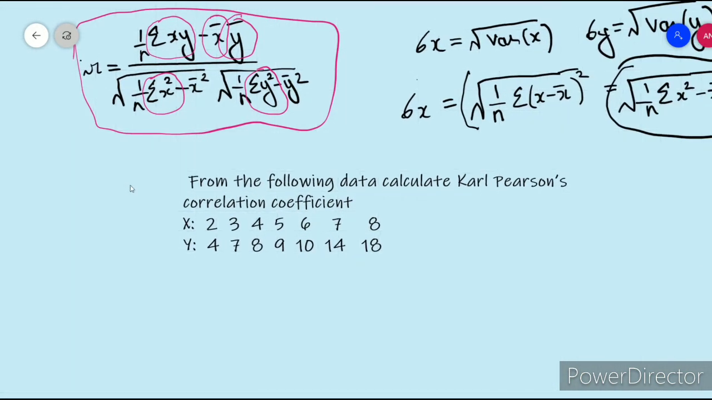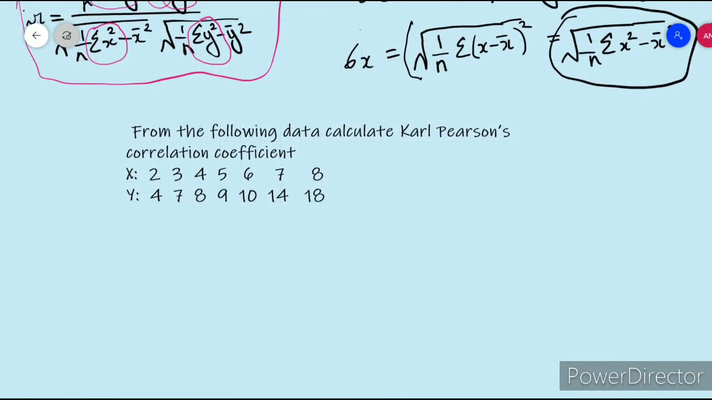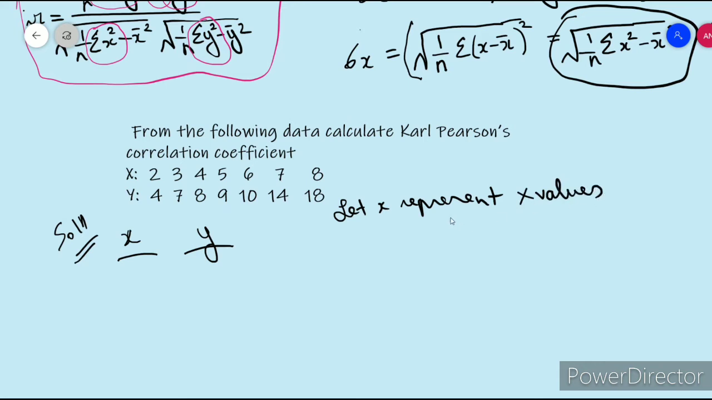So let us take an example. Given this data, we have to find Karl Pearson's correlation coefficient, and we already know what the formula looks like. So let us just take down the x and y values. Let small x represent the x values, and small y represent the y values. Okay, so let me write this below so that we have space for finding out the other values.